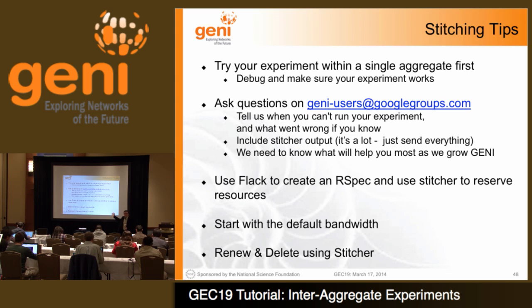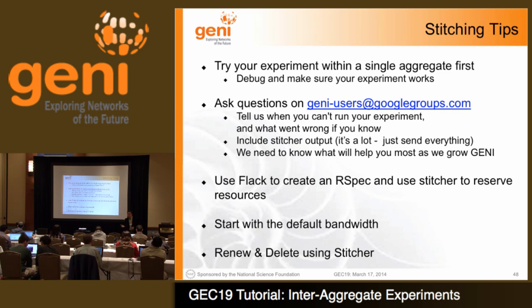We've got this user group. It's fairly active. You'll get to the right people who can answer your questions. And if something goes wrong, you don't understand what Stitcher's saying, send us all the output, and we will answer. But we also need to know, I've been trying this topology, and I really need 6 links that go to Stanford, and there's never enough VLANs. That's interesting information to us, because then we can go work with the network providers to get more resources.